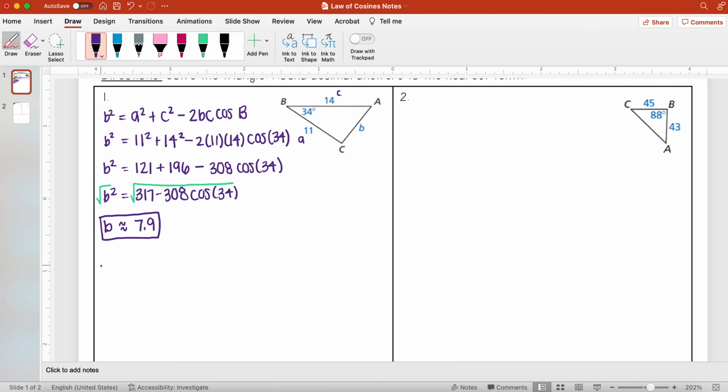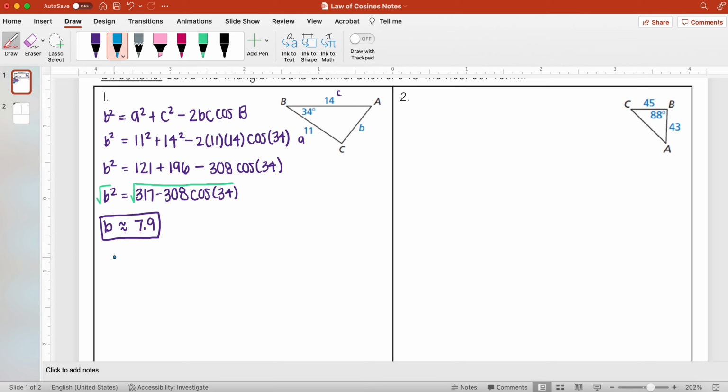Okay, so now that I have my side length, I need to find my angle measures. From here, you can use law of sines or law of cosines to find your angle measures. I'm going to go ahead and use law of sines so we get more practice with that. And so now that I have side length b and I have angle b, I can use that in my proportion. I can choose either one of these to find the angle. I'm going to go ahead and use my smaller one.